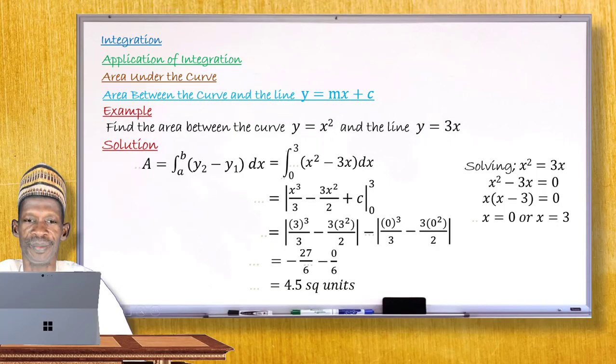With these few examples, I hope you'll be able to find the area between the curve and the line y equals mx plus c. This is where I'm going to stop in this very lesson, my dear student. Let me just move to the last part of it, that is maths is fun.